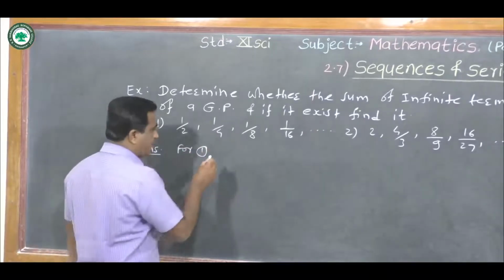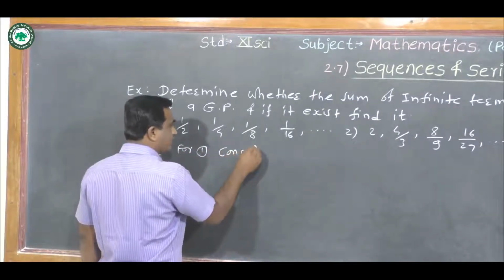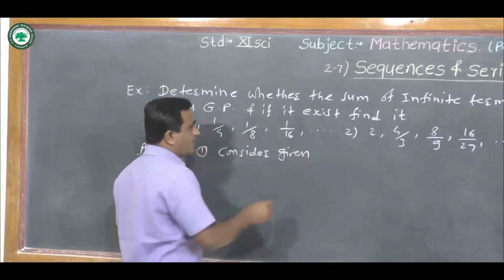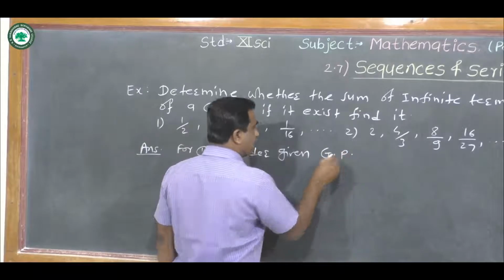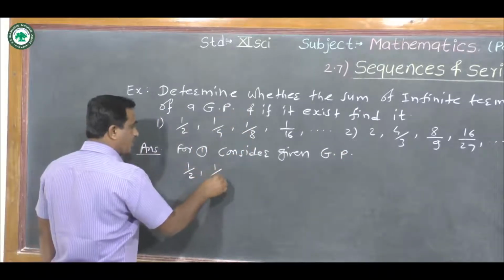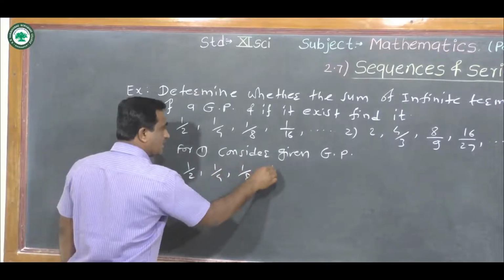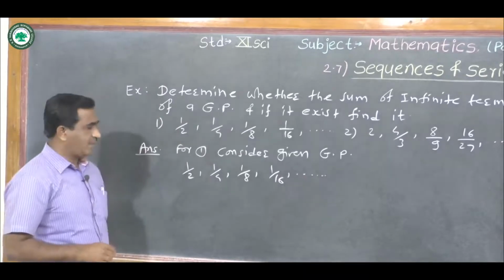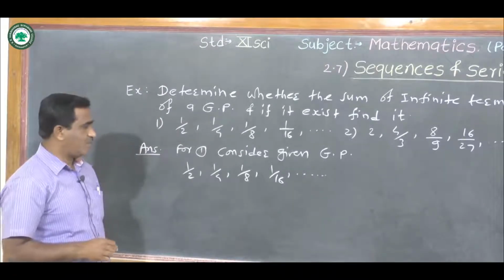Consider the given geometric progression, that is 1 by 2, 1 by 4, 1 by 8, 1 by 16, and so on up to infinity. These are the terms of the geometric progression.